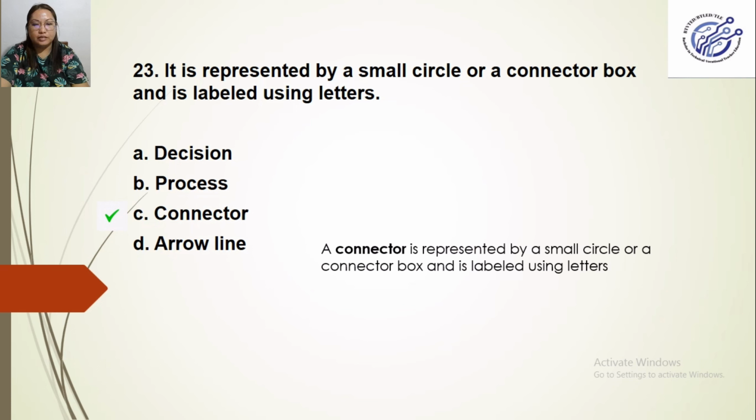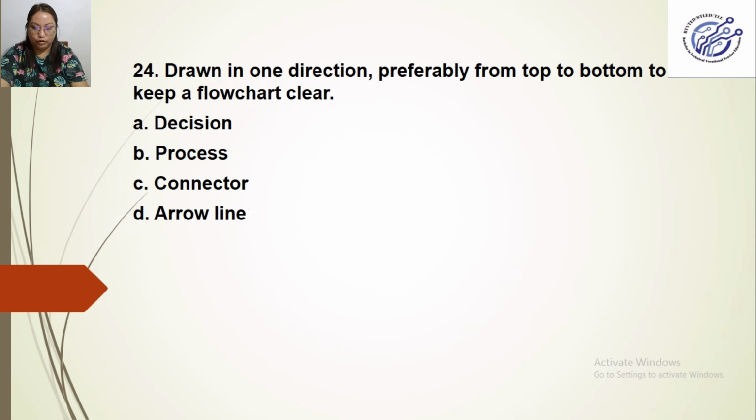It is represented, supposedly 24 na po ito. It is represented by a small circle or a connector box and is labeled using letters. So, small circle daw po yung ni-represent nito and labeled using letters. So, verbatim po yan sa description po ng ating connector. So, number 24, our answer is letter C, connector. Nagkagulo na yung ating number.